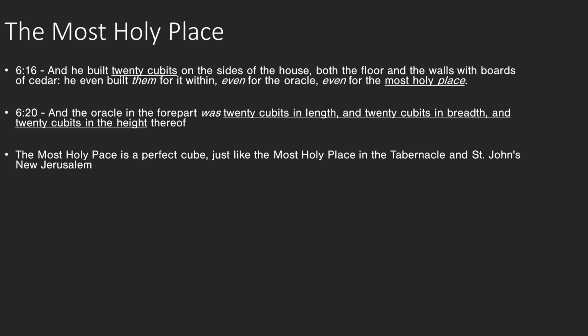Speaking of the most holy place, and he built 20 cubits on the sides of the house, both the floor and the walls with boards of cedar. He even built them for it within, even for the oracle, even for the most holy place. And the oracle in the forepart was 20 cubits in length, and 20 cubits in breadth, and 20 cubits in the height thereof. So just like the Holy of Holies in the tabernacle, and the New Jerusalem itself, this most holy place is a perfect cube.